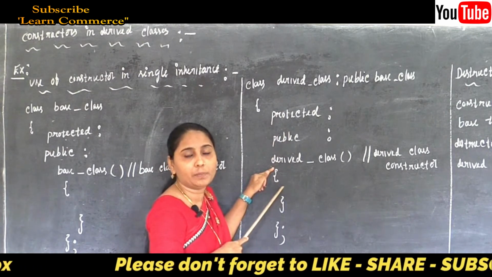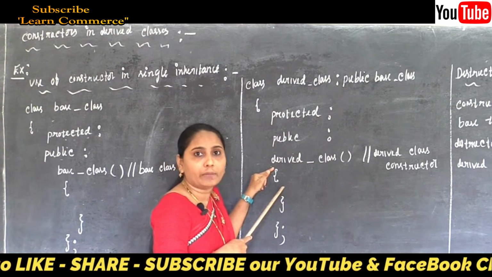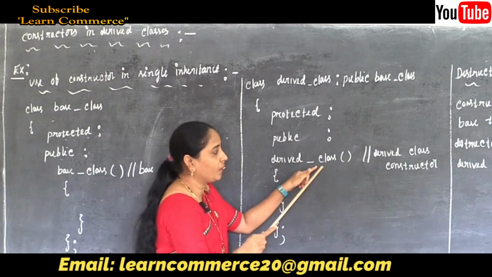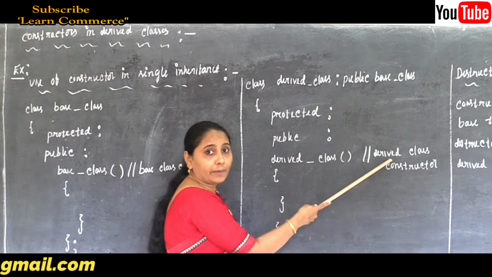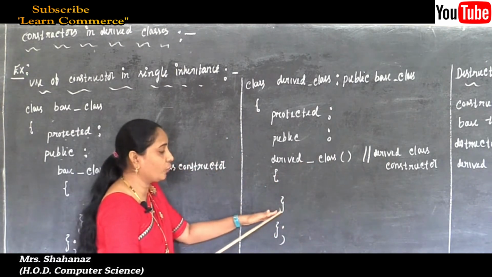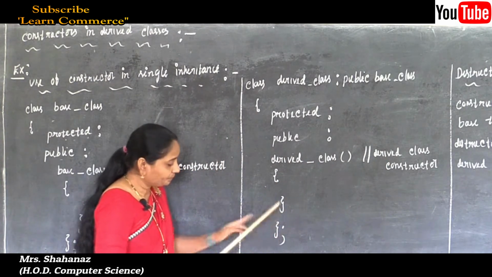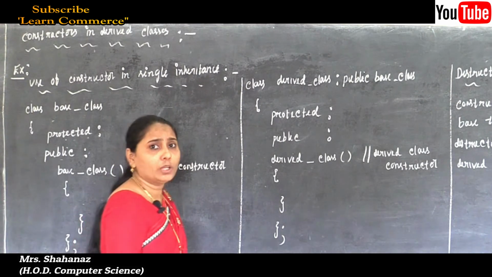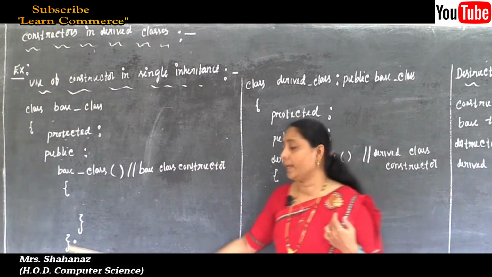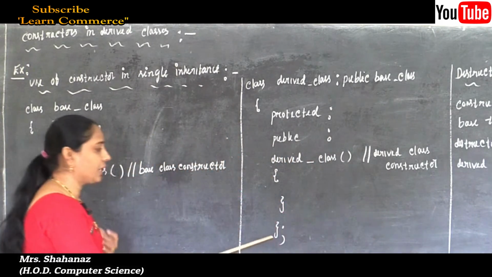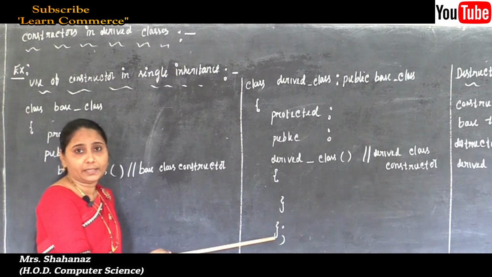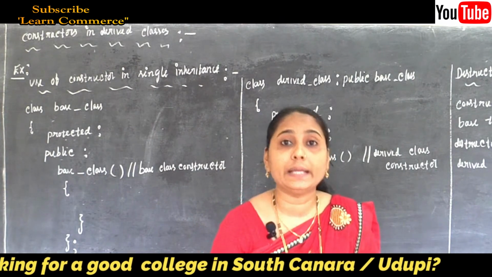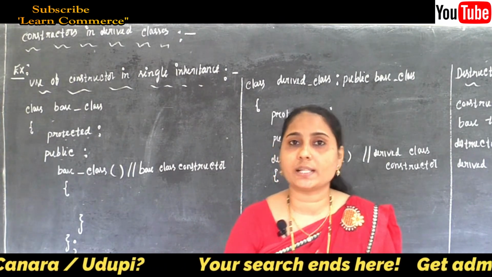The same name is applicable for our derived class constructor. So we can say derived_class open close. This is called the derived class constructor, and some lines are going to apply as code. And finally, one more flower bracket and semicolon. Just as the base class definition terminates, the derived class definition also terminates. Clear this point? So this is the meaning of the constructor in the derived classes.